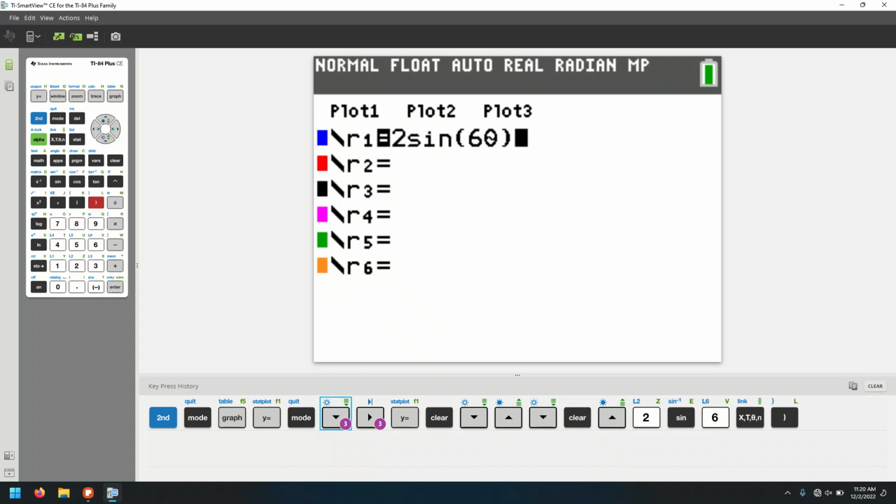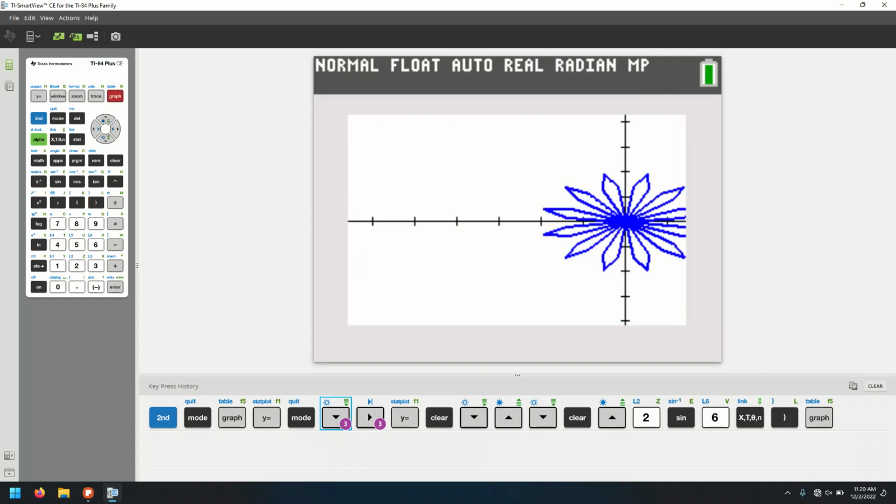but how many petals is it going to have? Notice the coefficient is even. 12. All right, let's find out.